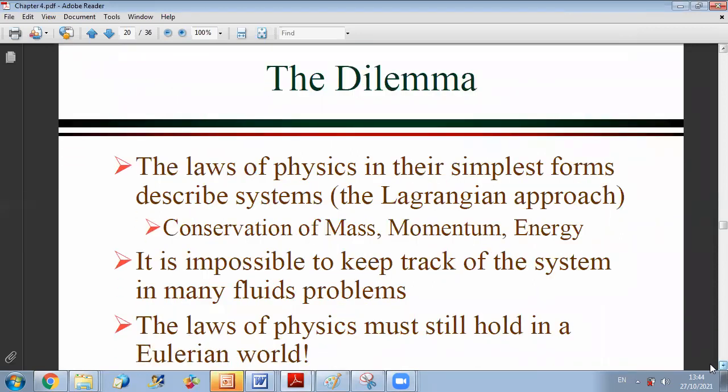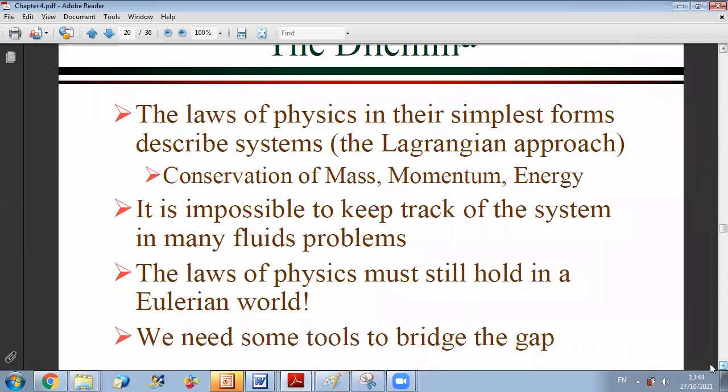So mainly, what is the problem that we have? The laws of physics, in their simplest forms, describe systems. And if you remember in dynamics, to find a relation between velocity and acceleration, you consider a particle, you follow it, you say that a is dv by dt. So I can follow the particle with time to define its position, velocity, acceleration, etc. So Newton's law that we are used to using in general was applied as a Lagrangian approach on a certain particle that is followed.